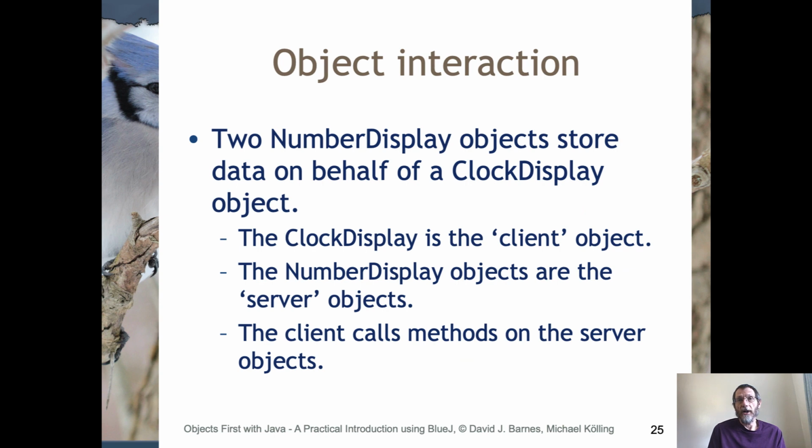In our clock display project, we're going to design a class clock display which makes use of two number display objects in order to fulfill its functionality. And therefore a clock display object will be the client of two separate number display objects. Those two number display objects will provide a service of keeping track of what the current hour and what the current number of minutes is, and providing that information to the clock display object so that the clock display object does not itself have to worry about what those values will be. So a client clock display object will call methods on its two server number display objects.